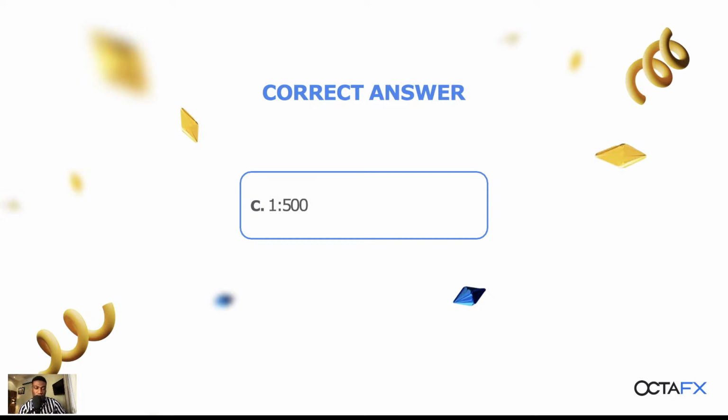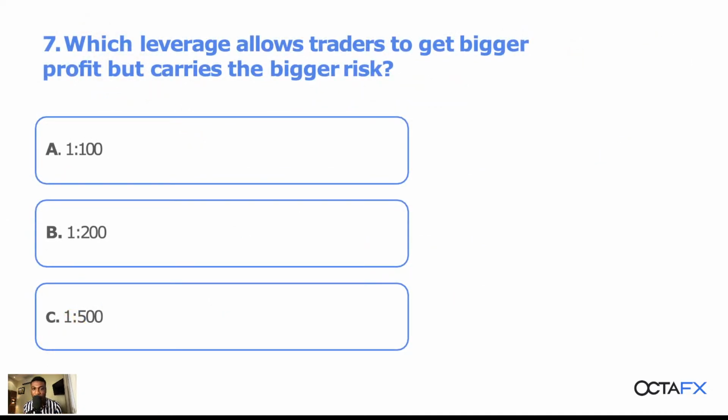1:500. Remember, with leverage, you can buy and sell more units of a currency, right? So when you have 1:100, what 1 signifies is your trading balance. 1:200 also signifies, or 1 in 1:200 also signifies your trading balance. 1 in 1:500 also signifies your trading balance. Now, what does 100 mean? What does 200 mean? And what does 500 mean?